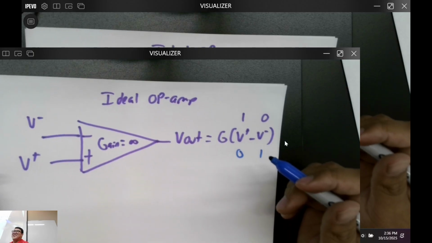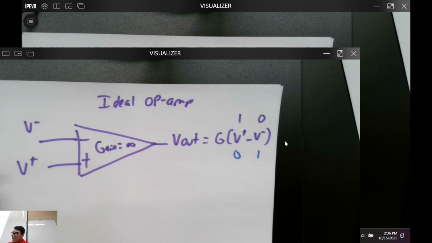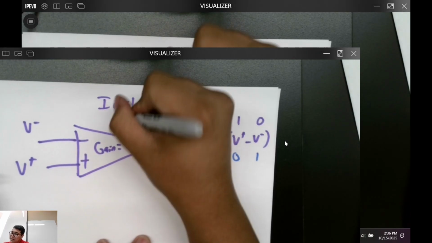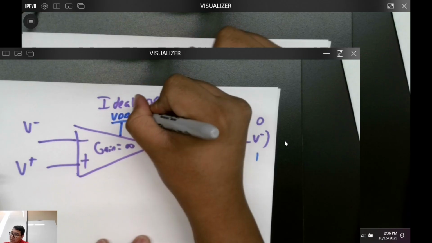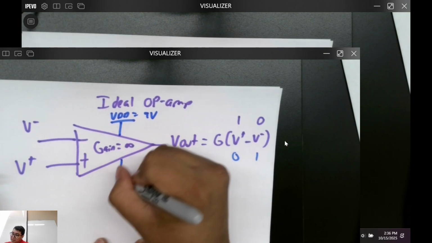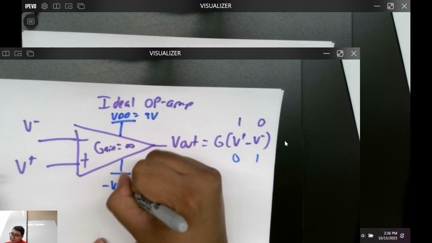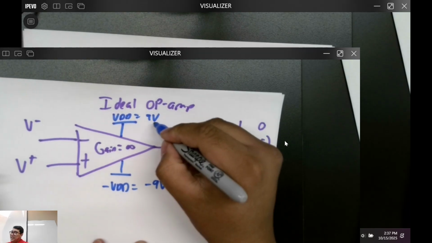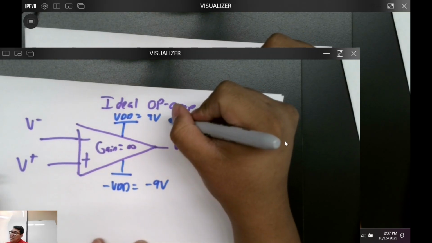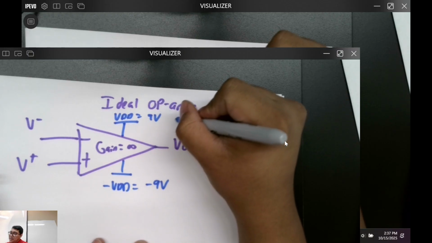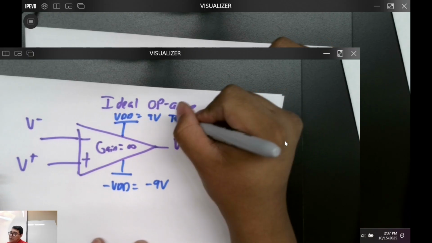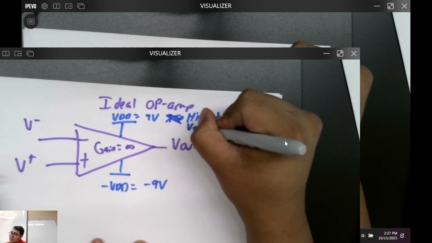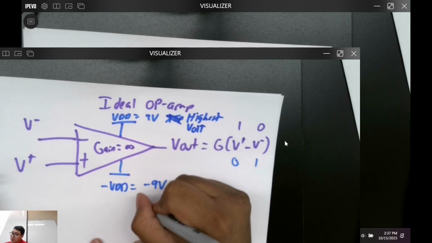get infinite volts? Well, I'll tell you that these devices are all bounded by some power supply. VDD is equal to 9 volts, and then minus VDD is equal to minus 9 volts, correct? So basically, this is what is setting our ceiling. This is our highest voltage, and this is our lowest voltage.